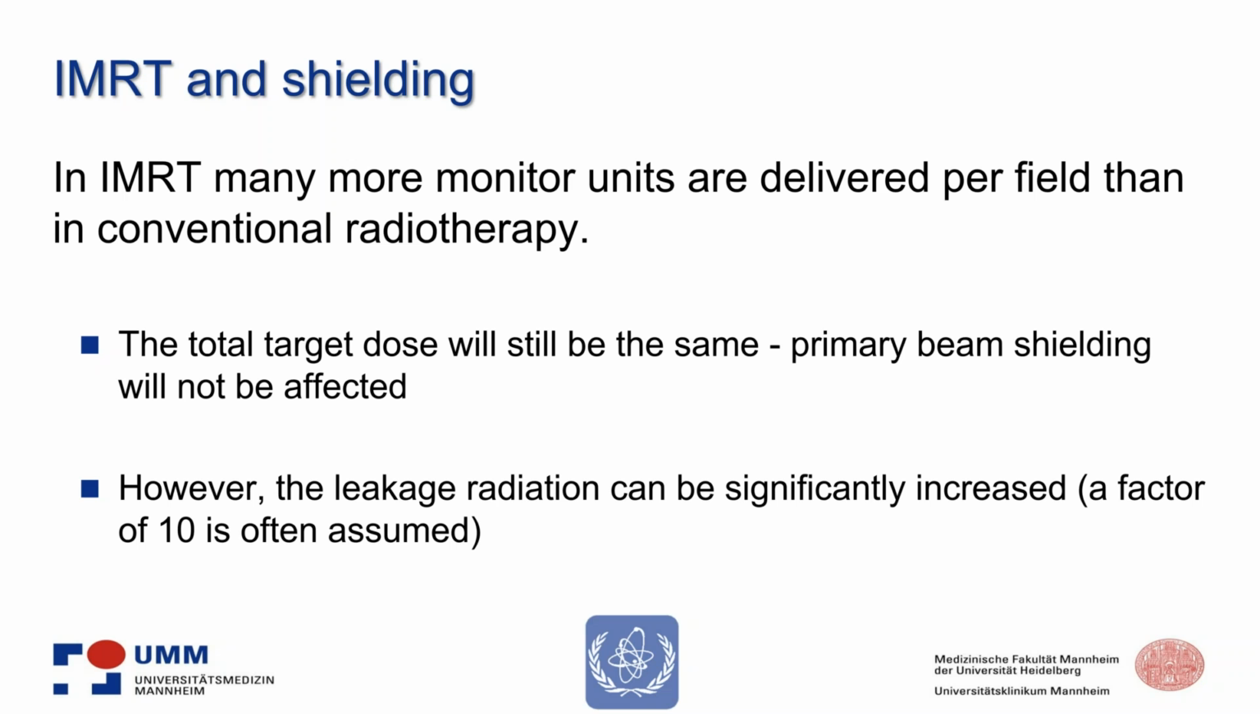If you have a conventional machine and you change this machine, or you do an upgrade of the machine for IMRT or VMAT, a typical factor is, let's say, between 4 and 5. That means at the end, if radiation protection was correct for conventional machines, it could mean that the radiation protection is no longer correct for a machine that is used for IMRT.